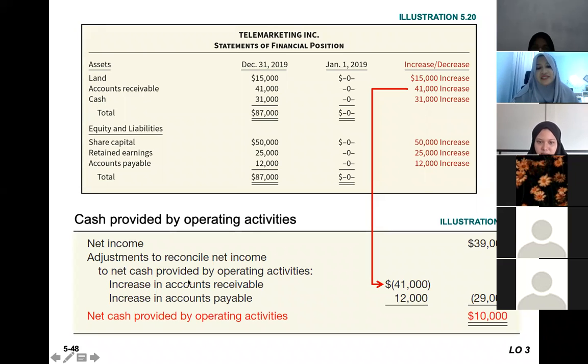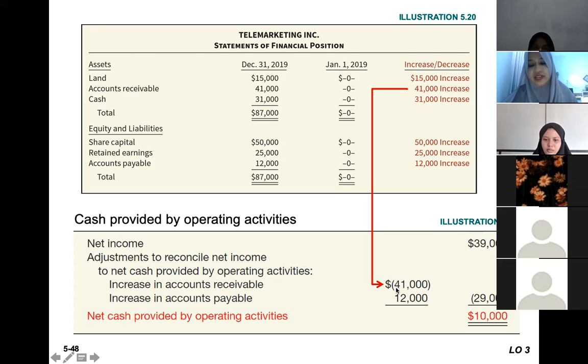Okay, if there is a decrease in account receivable, it means we receive money being paid by the customers. You get my point? For example, the beginning of the year was 80,000, and at the end of the year 41,000. Ada pengurangan, ya, penurunan di account receivable. Means we are receiving money and we will add it. Yeah. That's why it is here.